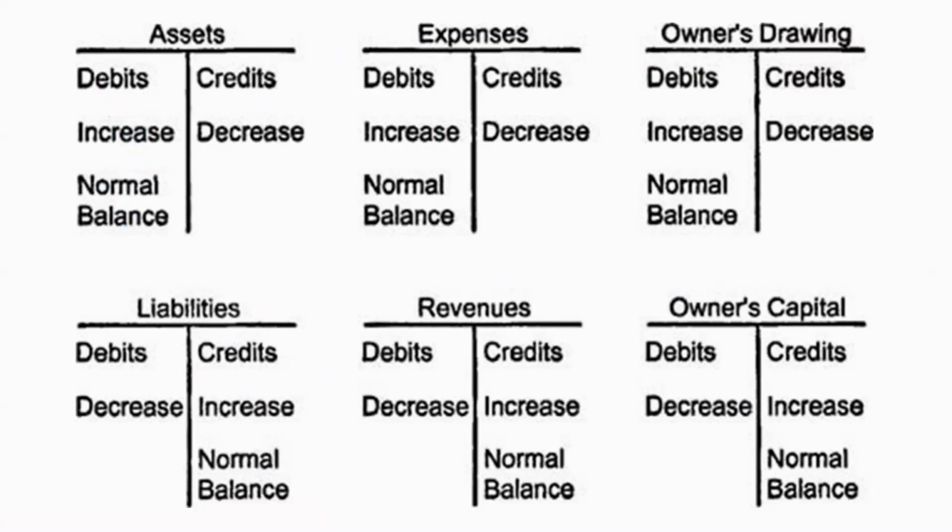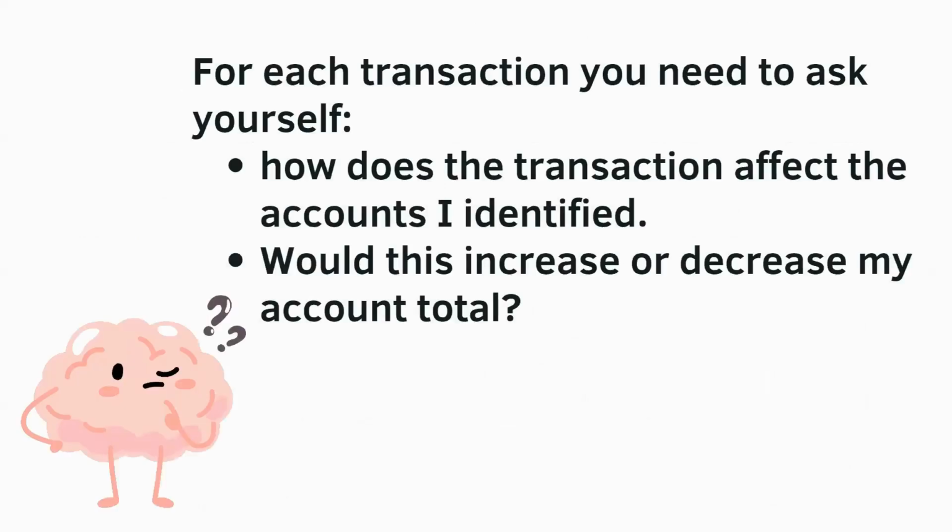Now that we've selected our accounts, we need to take a look at our example. For each transaction, you need to ask yourself, how does the transaction affect the accounts that I've already identified? How does paying our staff salary affect the accounts of payroll expense and cash? And would that mean it needs to increase or decrease? Those are the things we have to think about.